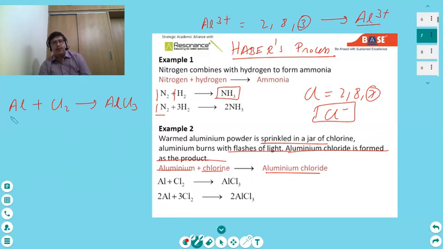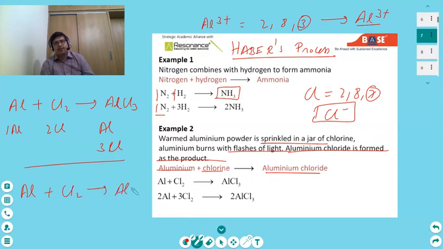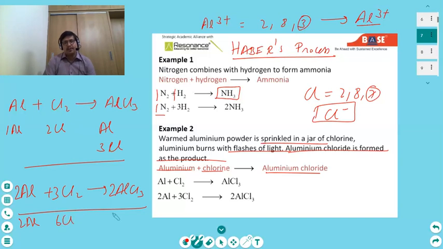Now here when you see, you have 1 aluminium, 2 chlorine, and on the product side you have 1 aluminium and 3 chlorine. It is not balanced. How to balance? You will do the hit and trial method. So aluminium, chlorine giving aluminium chloride, AlCl3. I will make it 2. When I make it 2, now chlorine becomes 6. So I will make it 3. Now it is balanced. So 2 aluminium this side, 6 chlorine this side, 2 aluminium on the product side, and 6 chlorine on the product side. Everything is balanced.